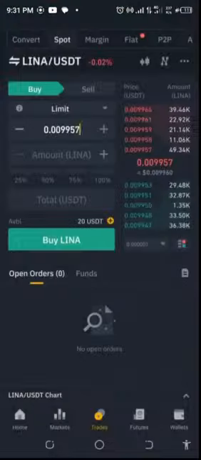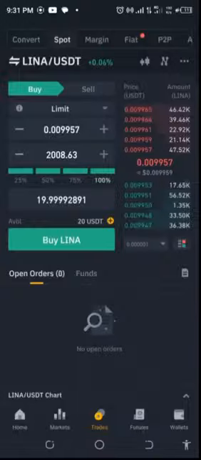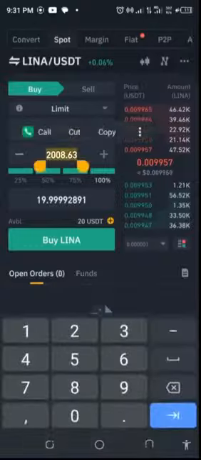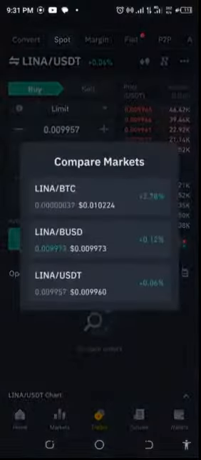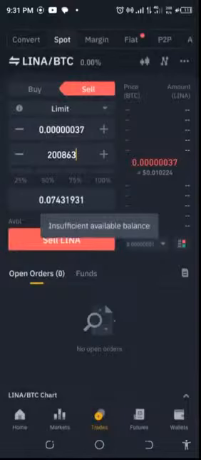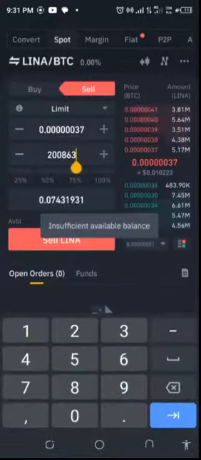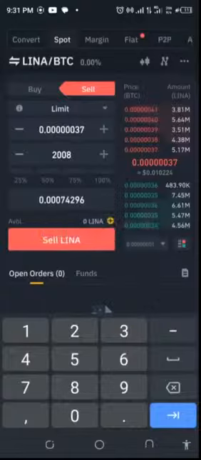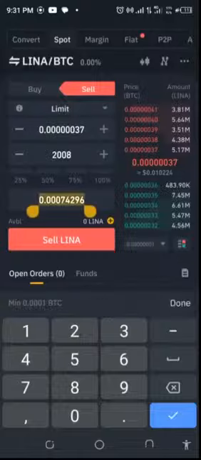All right, so we've got our usual $20, right? So let's do this, okay? So what we have here is 2008.63. Let me copy that. And then I'll go over to BTC and try to see if I could sell this, okay? Let's put this here. Now remember, Lena doesn't recognize that decimal point. So what we have here now is 0.000742.